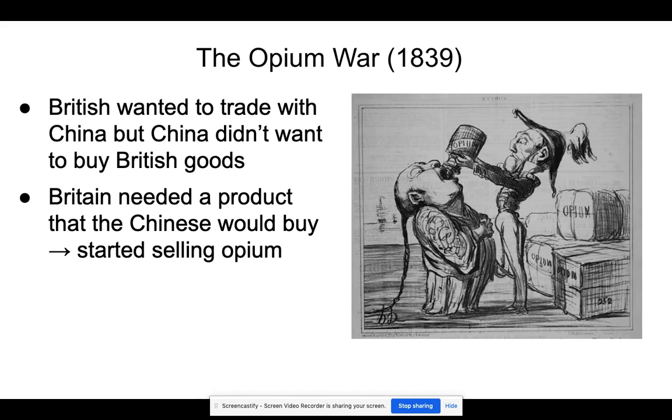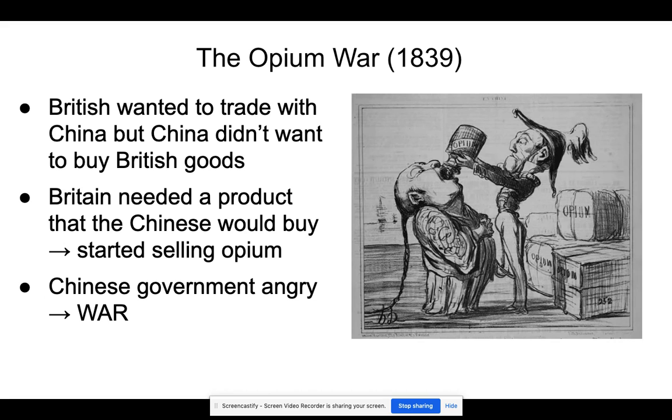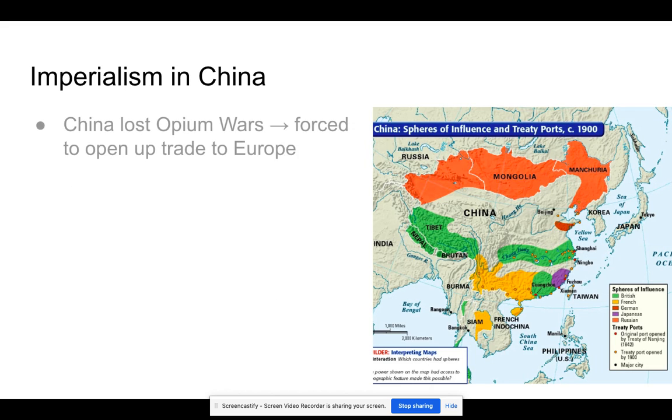So if you look to the right, you have a political cartoon here. You have this British man feeding this Chinese man opium. And the reason they did this is because they knew that if they got the people in China hooked to this drug, they would need the British to supply them with it. The Chinese government was not okay with this. They were very upset and angry, which ends up leading to a war, which sadly enough, China actually lost, and then they were forced to open up to trade in Europe.